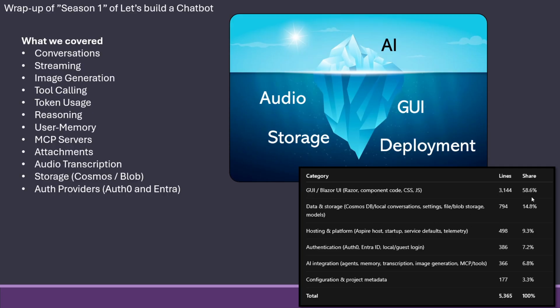And as you can see, almost 60% of the code we've written, around 5,000 lines of code in this project, is actually GUI, Razor components, CSS, JavaScript, and so on. The Cosmos and the Blob storage are 15%. The hosting is 9%. Authentication code is 7%. And last, at roughly a little under 7%, is actually the AI code. We have only written 366 lines of AI code.